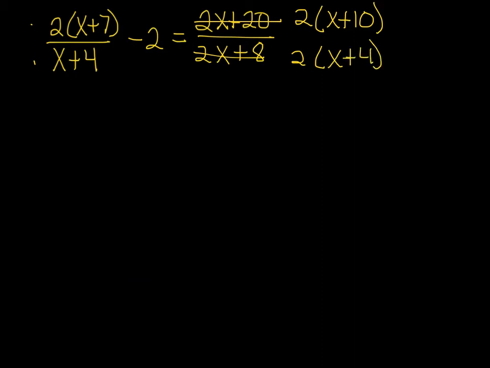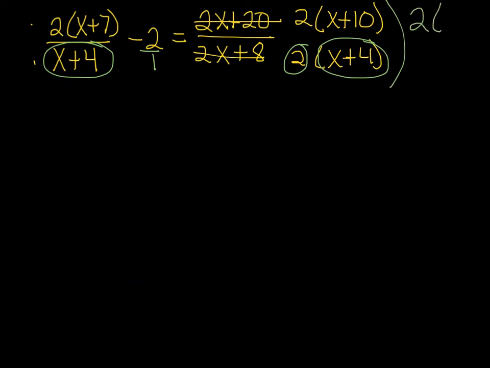So now when I look for my lowest common denominator, I've got x plus 4 here. This is 1 here. And then I have 2 and x plus 4 here. So my lowest common denominator is going to be 2 and x plus 4. I need to multiply all the pieces of the equation times 2 and x plus 4.